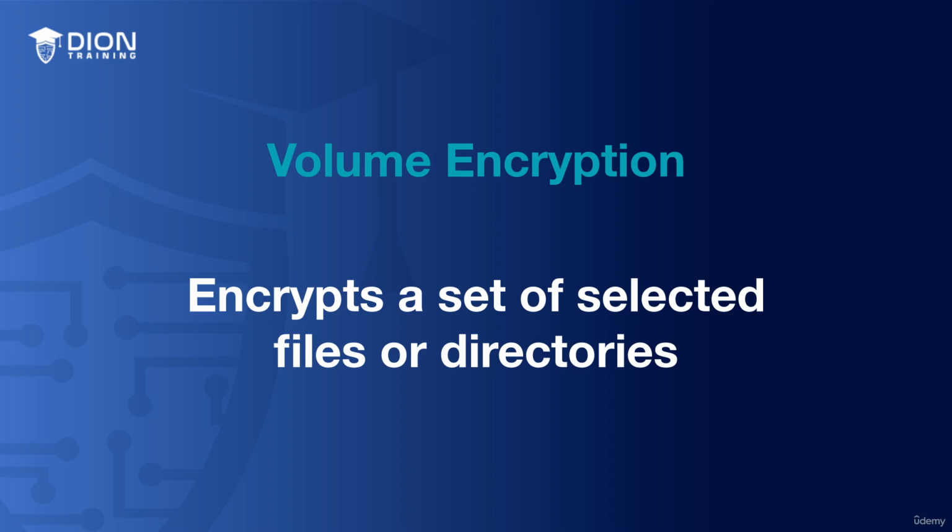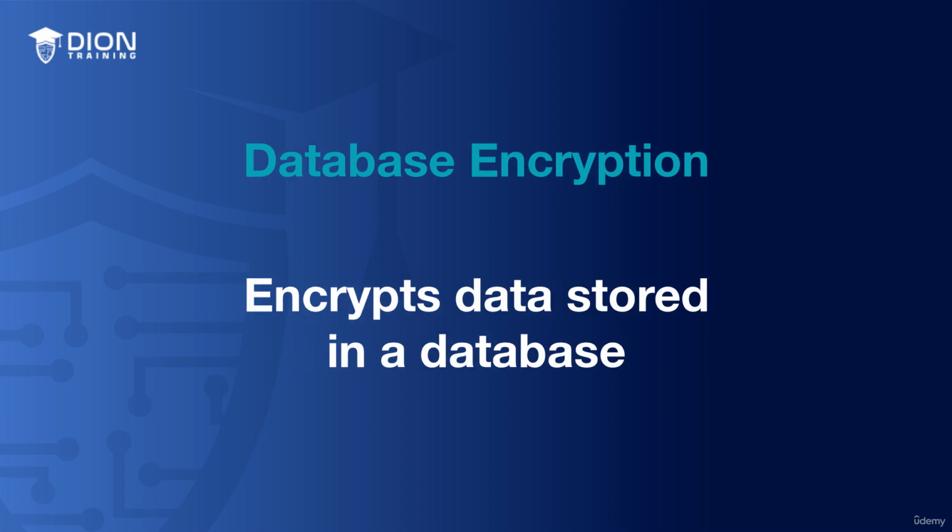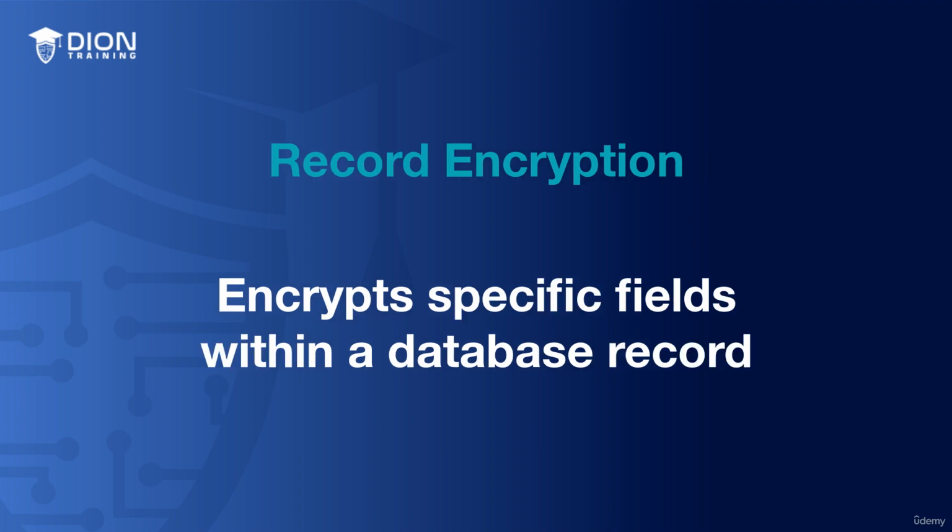Then volume encryption. This method encrypts a set of selected files or directories. Like the previous examples, you can select and encrypt multiple files and directories when opting for volume or folder level encryption. Next up, database encryption. This method encrypts data stored in a database. It can be done at the column, row, or table level. Finally, record encryption. This method encrypts specific fields within a database record. This could be beneficial when multiple users are accessing the same database, but not all of them have the same access and view rights, and so some records would be encrypted from those users.